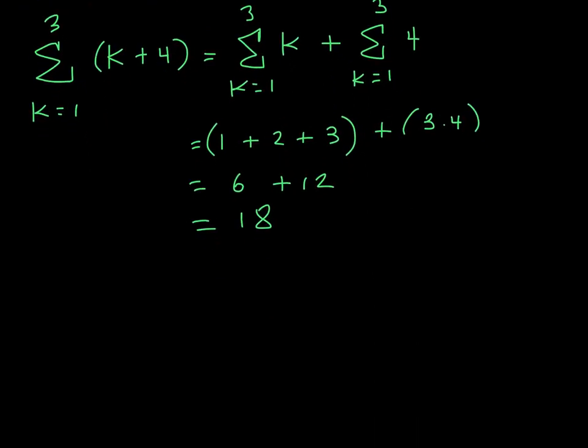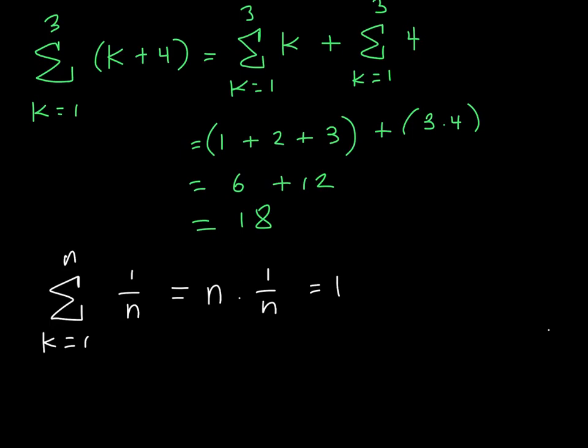I like this one. What about the sum of 1 over n as k goes from 1 to n? Well, this would be equal to n times 1 over n, because this is just a constant. This expression is not dependent on k at all. So it's just 1 over n times n. So this is equal to 1.